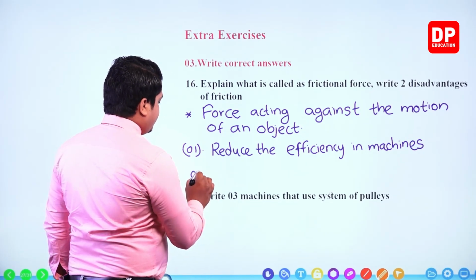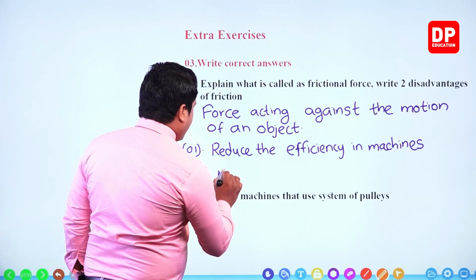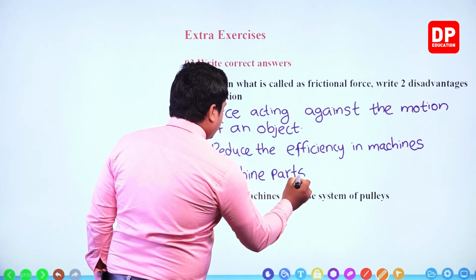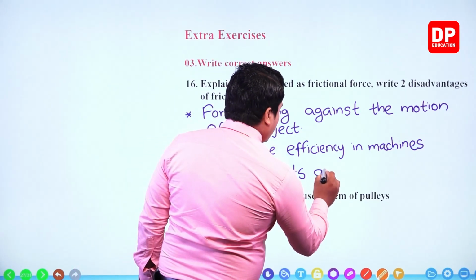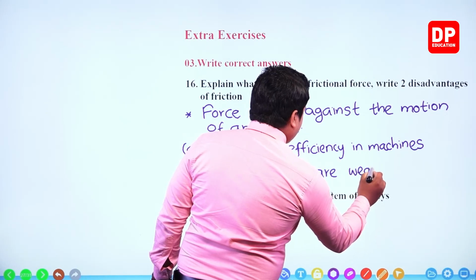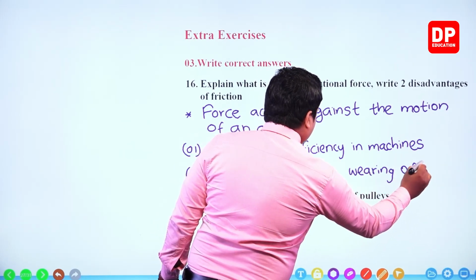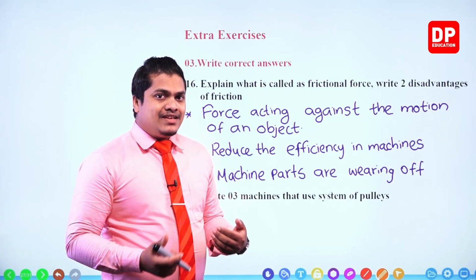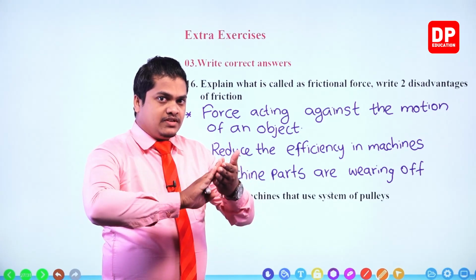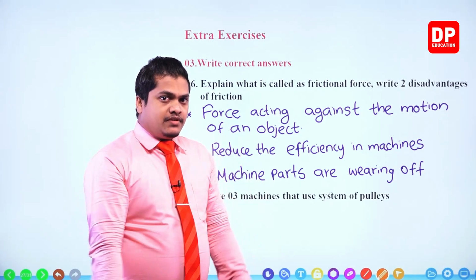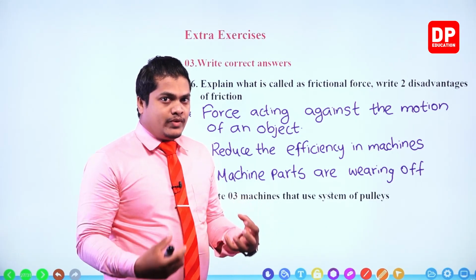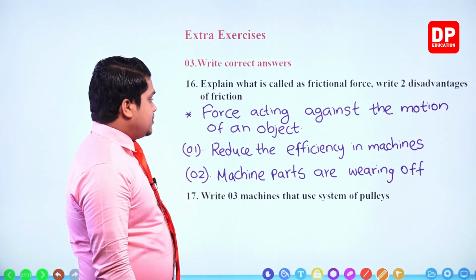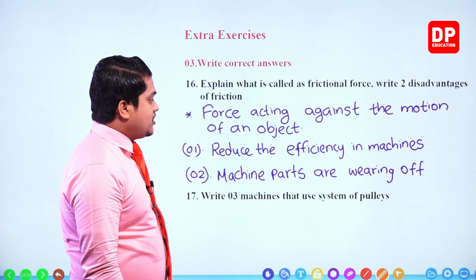Then number 2, my dear children, machine parts wear off quickly. That means quickly they are getting decayed down, mainly because of the frictional force. When the two surfaces are getting stretched here and there, because of the frictional force, the machine parts are wearing off quickly. Okay, so these are disadvantages of frictional force. So it reduces the efficiency in machines and machine parts are wearing off.